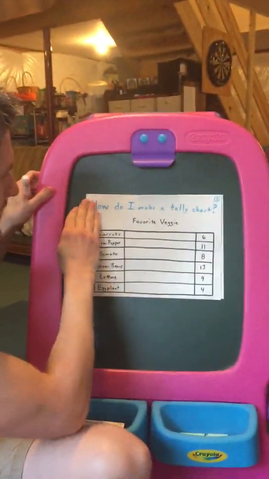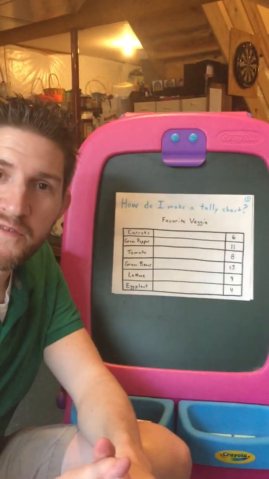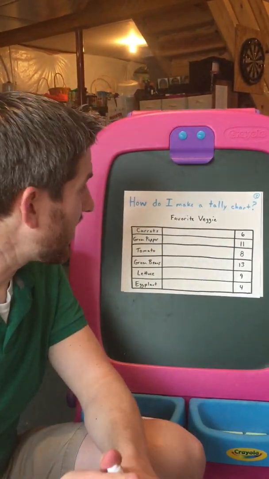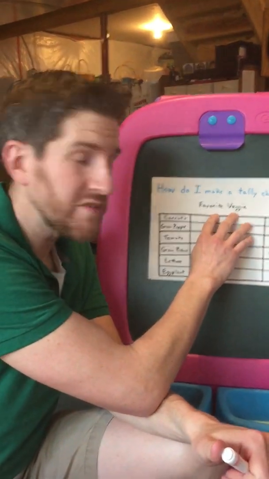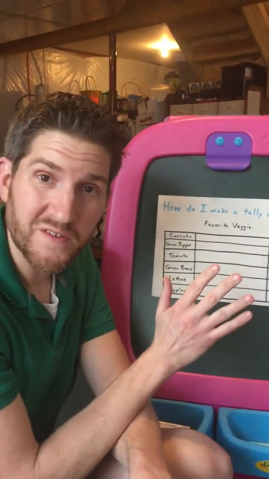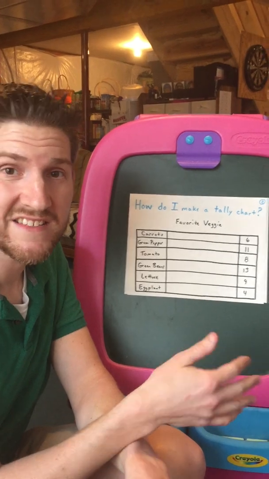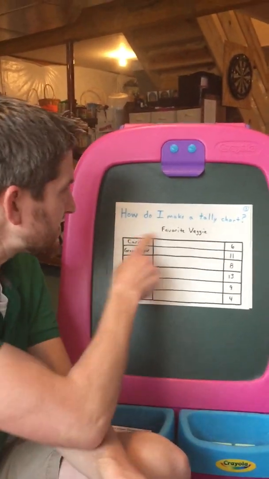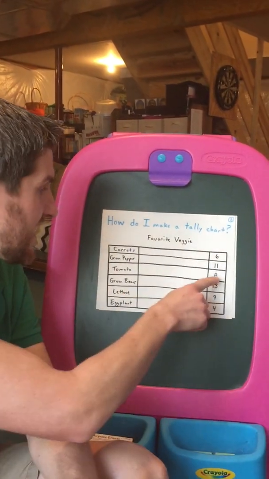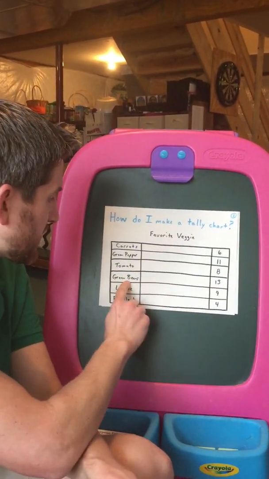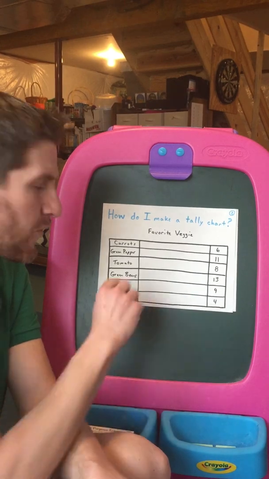And here's what we do, all right? I came up with a survey, just an imaginary survey, on favorite vegetables or favorite veggies, right? Always want to have a title of your graph. Here are my results. So if I had asked you guys this in class and maybe you raised your hands, we're going to say 6 people voted for carrots and 11 people voted for green peppers and 8 voted for tomatoes and 13 for green beans and 9 for lettuce and 4 for eggplant.